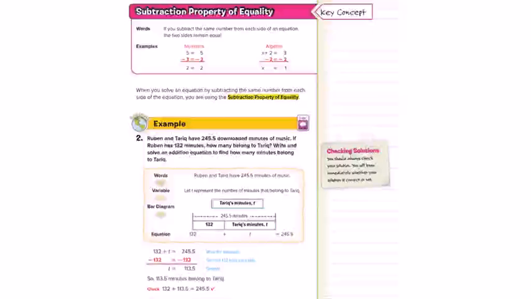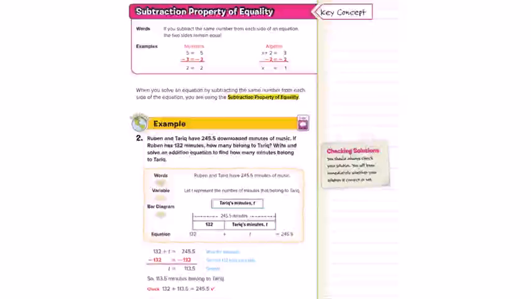In order to solve these addition equations, we have to subtract the same thing from both sides of the equations. This is what we call the subtraction property of equality. I subtract the same number from both sides of the equation in order to keep it balanced. And this will be used all throughout when you solve addition equations.